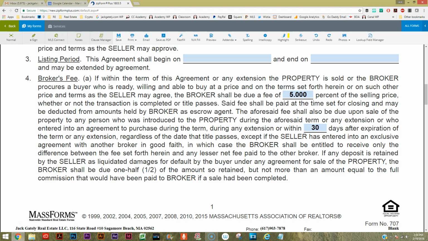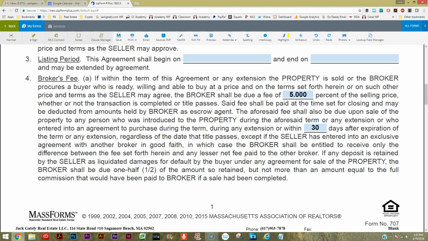The aforesaid fee shall also be due to any person who is introduced to the property. So let's take a scenario. Let's say your listing agreement was for 100 days, and you showed the property to somebody on day 97. Then the listing agreement expired on day 100. Then those people who you showed the property to on day 97, they call you on day 102. And they say, hey, we'd like to make an offer on that house you showed us last week.